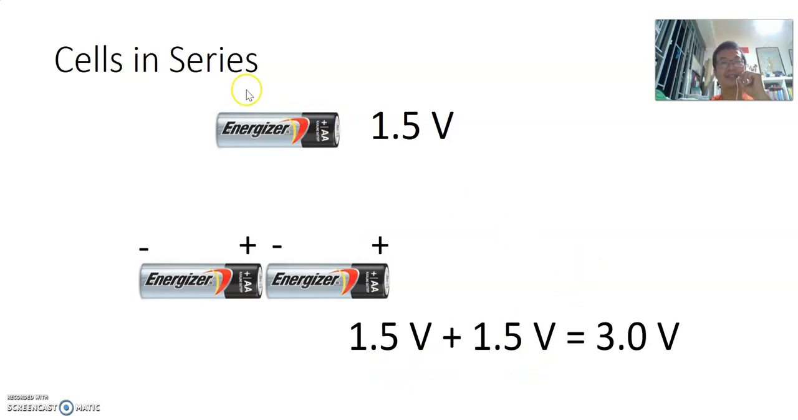Usually we use dry cells in series because we want to get a higher voltage so that we can run the device that we want to. Of course, if you connect three dry cells, it'll be 1.5 plus 1.5 plus 1.5, and that'll be 4.5 volt.